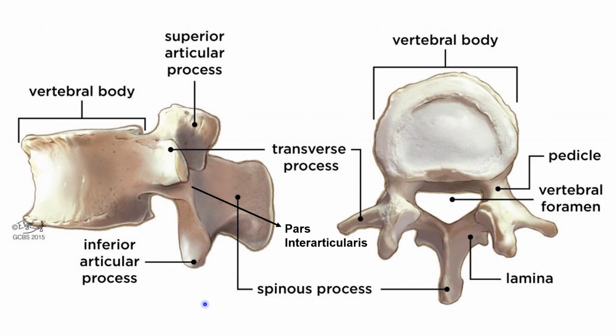So this is the vertebra. This is the side view, and this is the view from the top. This is the vertebral body. This is the superior articular process, which articulates with the inferior articular process of the vertebra above. And this is the inferior articular process. In between these two, you have the pars interarticularis. And this is the spinal canal through which the spinal cord passes. In front, you have the vertebral body. On the sides, you have the pedicle, both sides. And this is the lamina, and this is the spinous process. The basic anatomy is needed to rule out which part is affected.